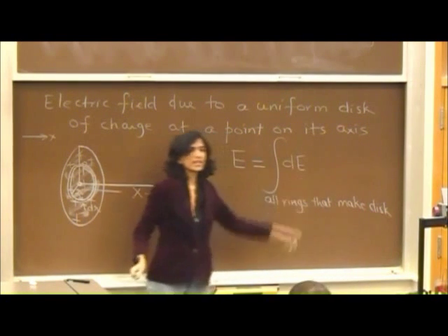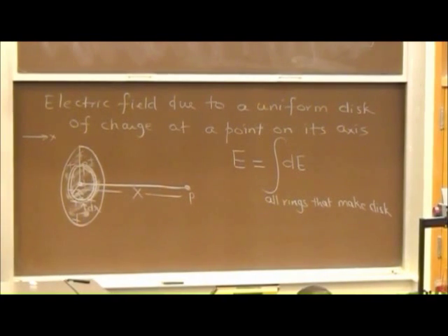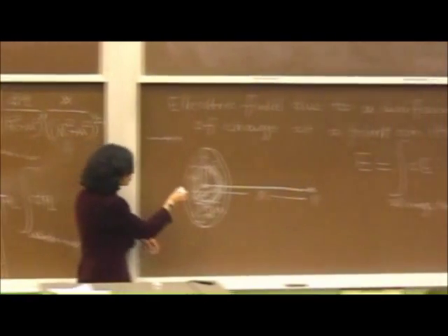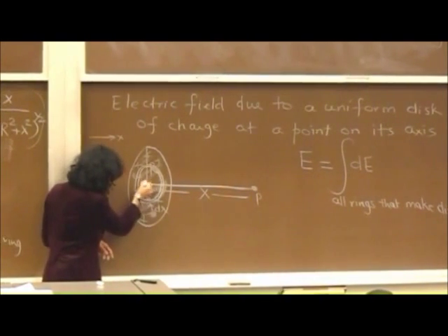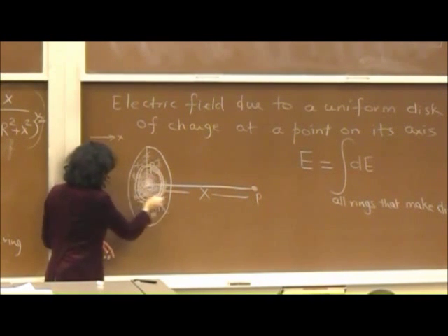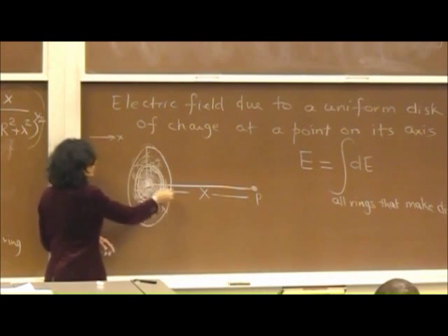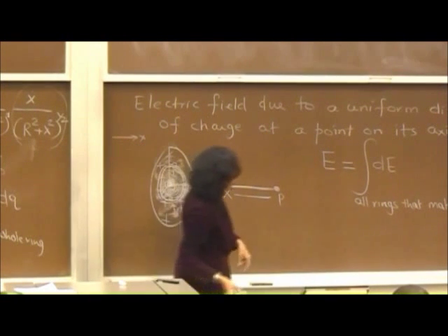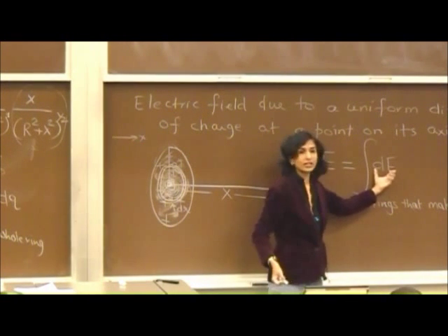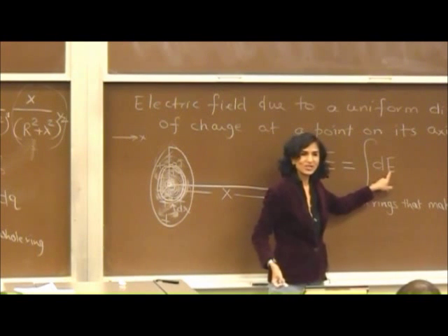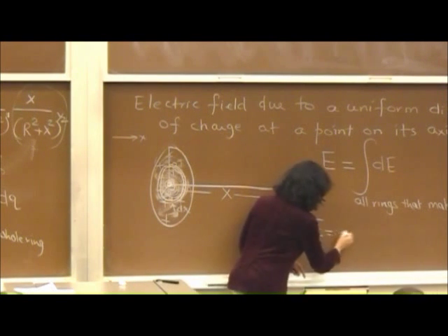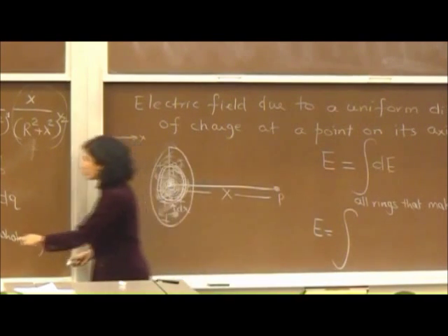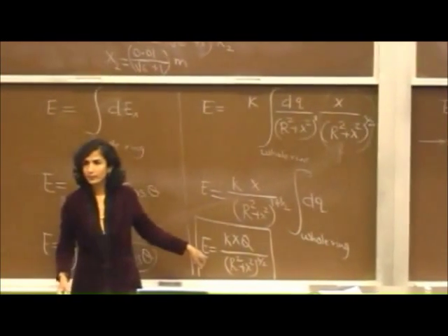And what is this dE? dE is the contribution of each ring that makes up the disk. Do you see that there is a little ring which has zero radius? Then there is another little ring here, then another little ring here, and so on, all the way till you get to the edge of the disk. So what will be the contribution of each ring? This is the contribution of each of the rings. So who wants to tell me what will be dE here? Can you read it off from there?